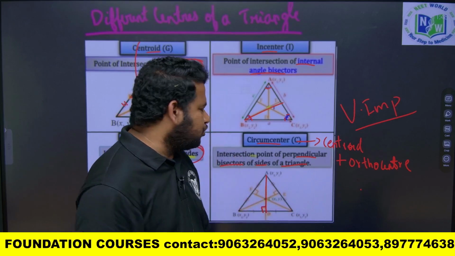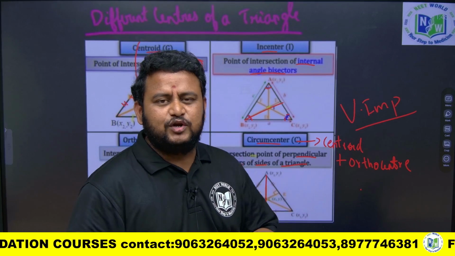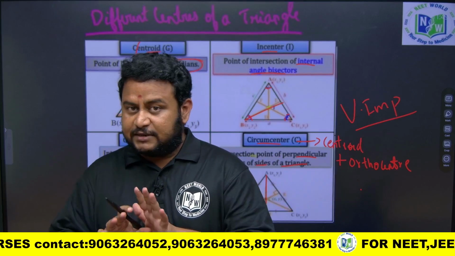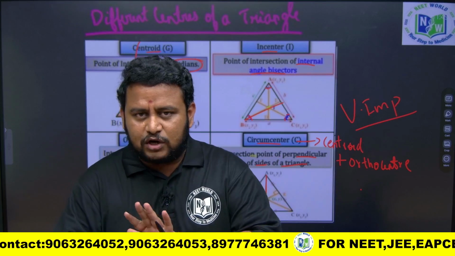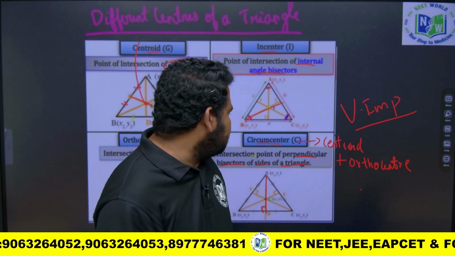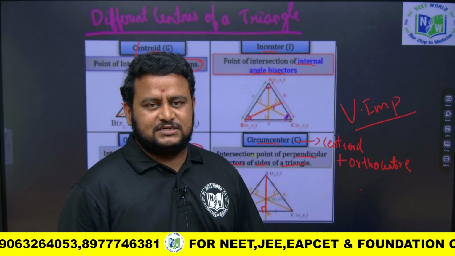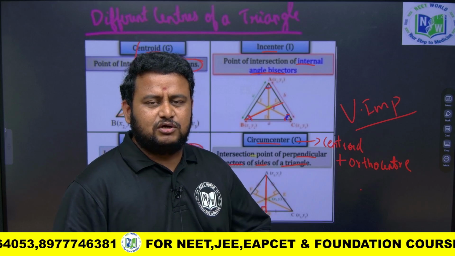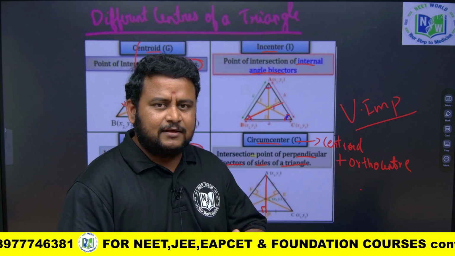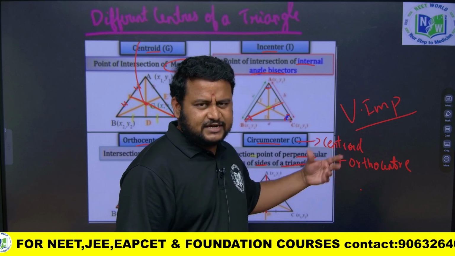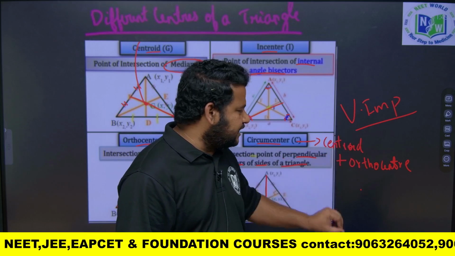Next is what? We spoke about orthocenter. Orthocenter is the point of intersection of altitudes. Altitudes means what? They will be perpendicular to the opposite side, but they won't divide or bisect the opposite side. Next we talk about circumcenter. It is a point of intersection of perpendicular bisectors. It will be perpendicular to the opposite side and it also bisects the opposite side. This we call it as circumcenter. We can say it is a combination of centroid and orthocenter.